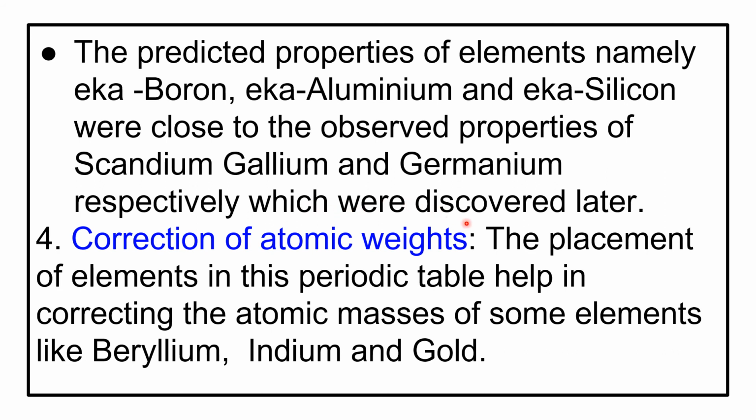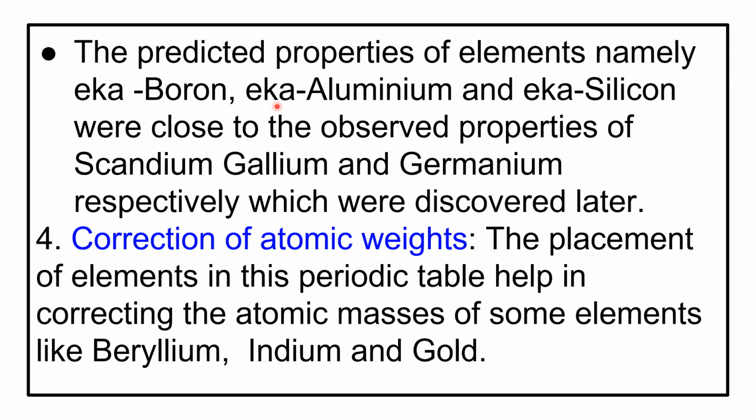So, when he felt that some elements were missing, he left spaces for them and he named those elements with the properties of the elements with which they are matching. For example, eka boron he named, which means this element has properties similar to boron. And later on, it was observed that this eka boron is scandium, which has properties similar to boron.